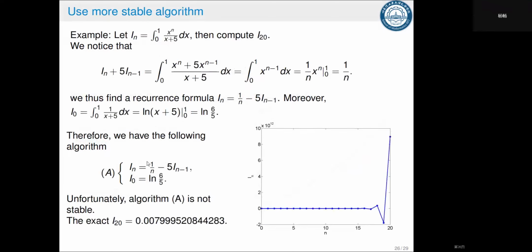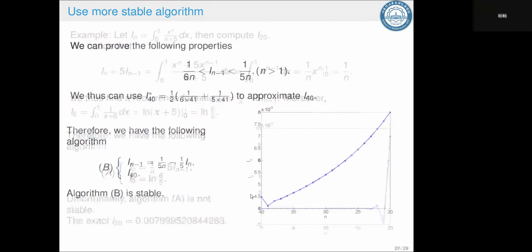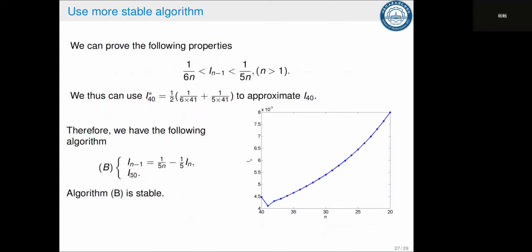So recall that algorithm A can be considered a forward algorithm. That means you get I_{n-1} and apply this formula, you get I_n. However, for algorithm B, you get I_n, then you compute I_{n-1}. So you may find that the recursive formula is equivalent to what we have in algorithm A. Okay, so this is the same thing in a different form.